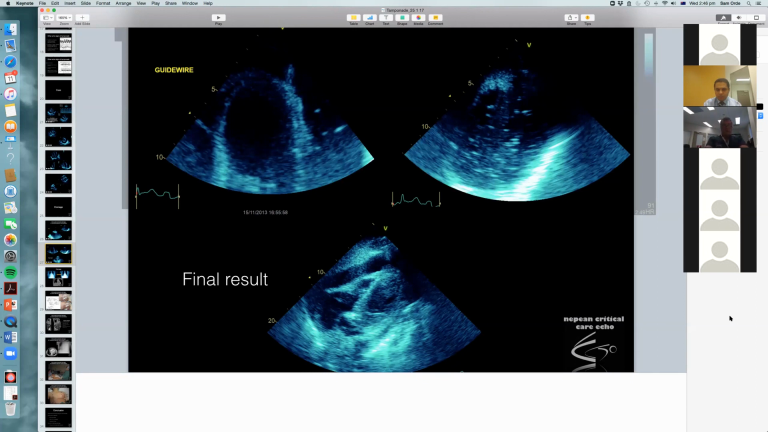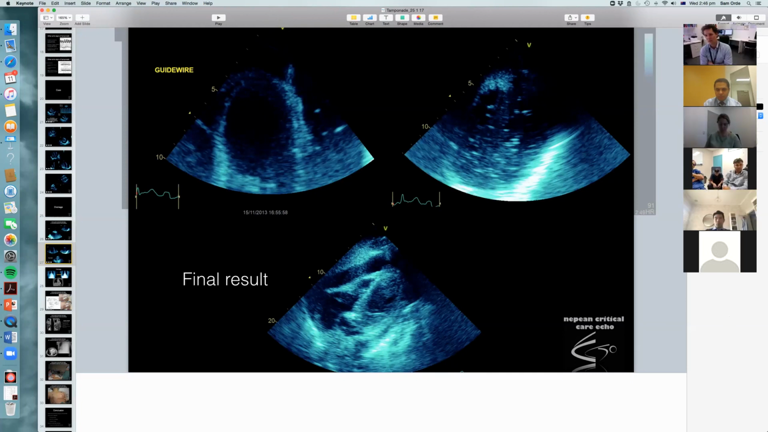In that regard, you can use agitated saline, but what I find easier is just sticking in the pericardial effusion, so pericardial fluid. You don't need any specific contrast.